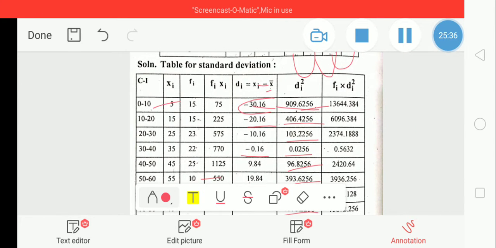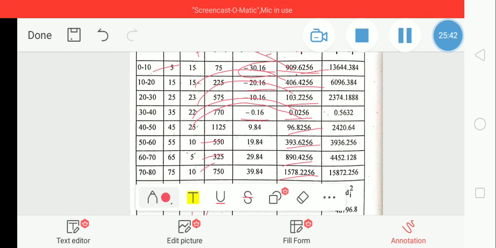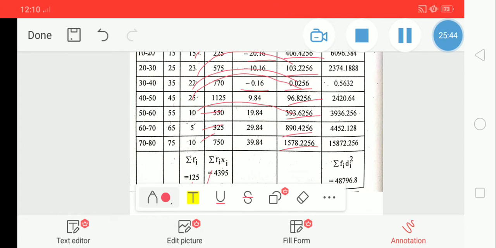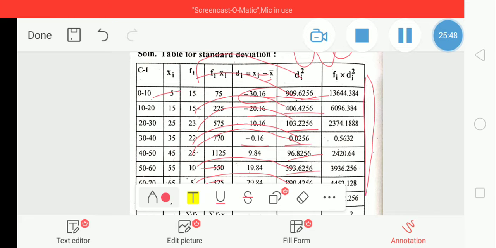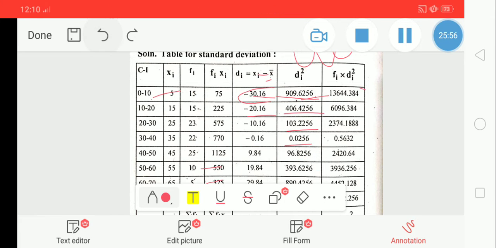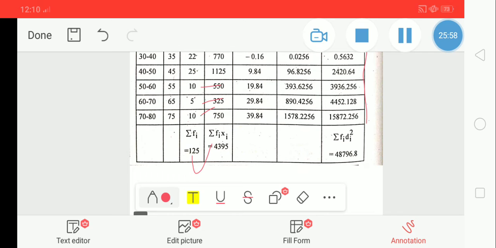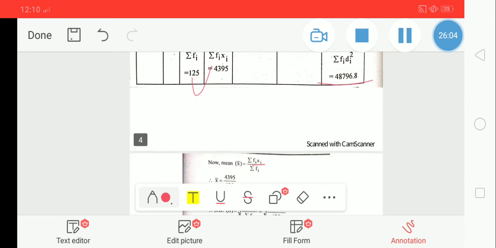Now multiply by fi di. So 50 multiply by these. Here also 50, 23, 22 multiply by 25 multiply by 10 multiply by 5 multiply by and 10 multiply by. So they give all of these one. Now we want summation of fi di square. So sum of these and all of these. So they use 48,796.8 sum of fi di square.